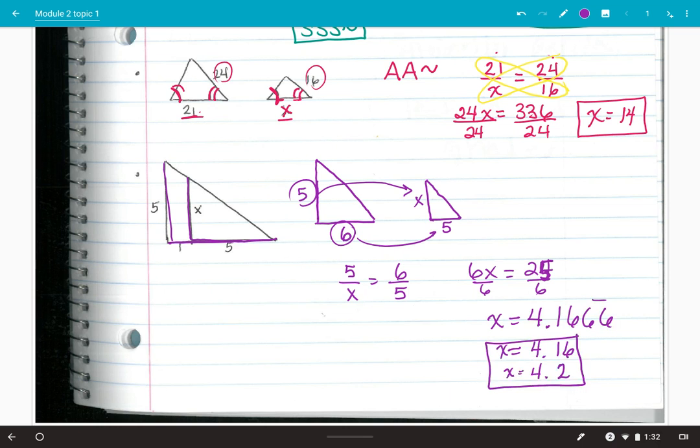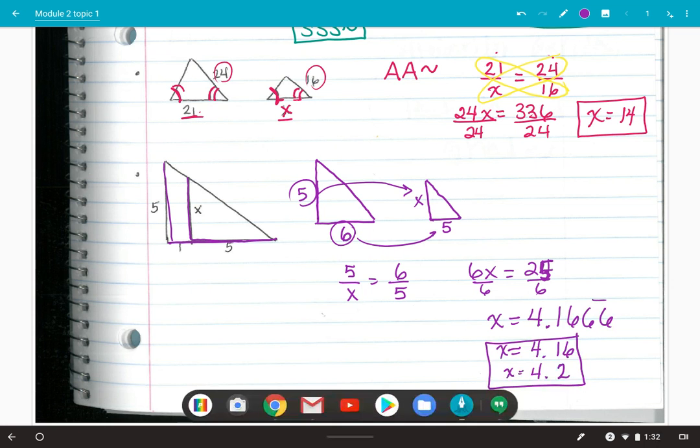And that is Module 2, Topic 1. So go ahead, make sure you know how to do all these. Take the quiz, and good luck.